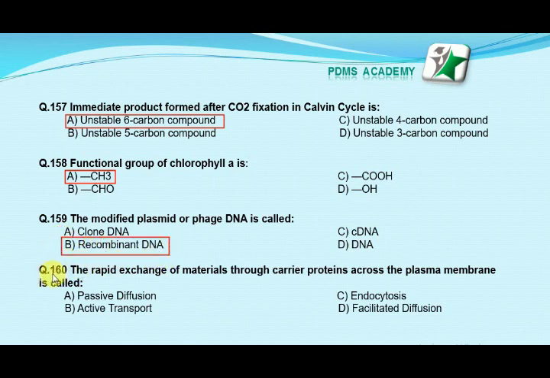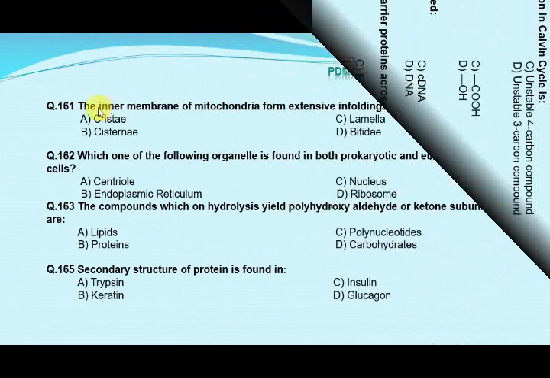Our next MCQ is: the rapid exchange of materials through carrier proteins across the plasma membrane or cell membrane is called: option A, passive diffusion; option B, active transport; option C, endocytosis; option D, facilitated diffusion. Our correct answer is D, facilitated diffusion.